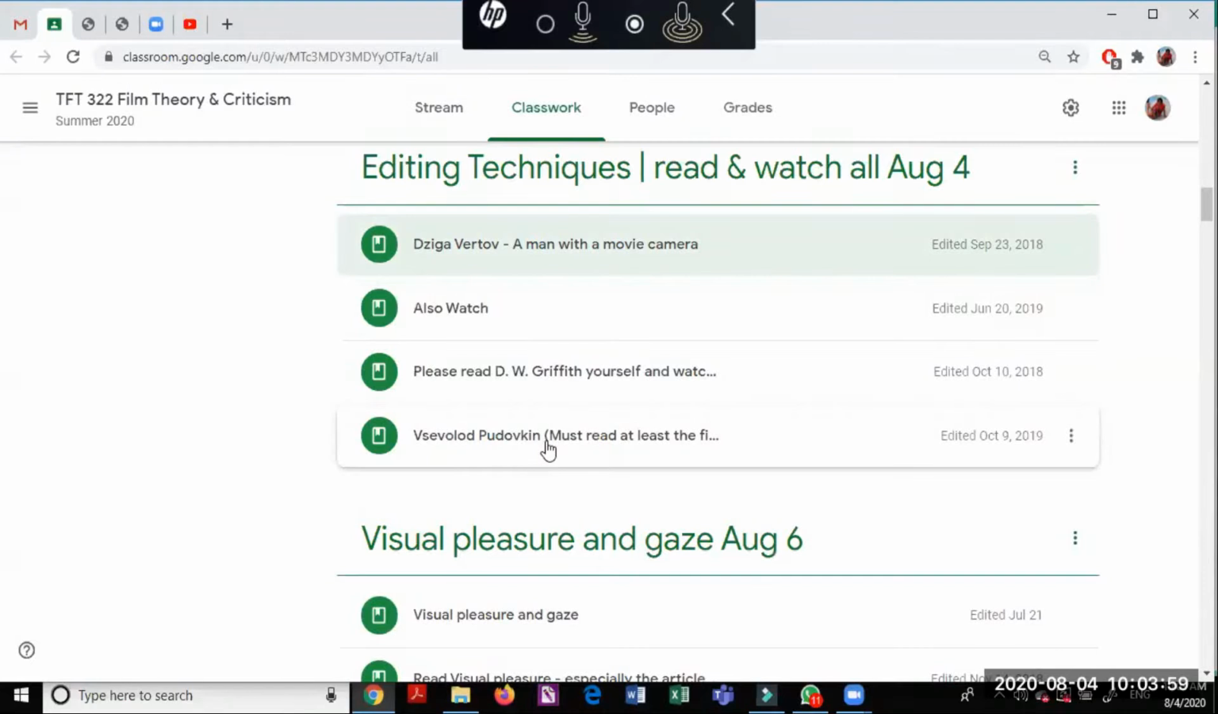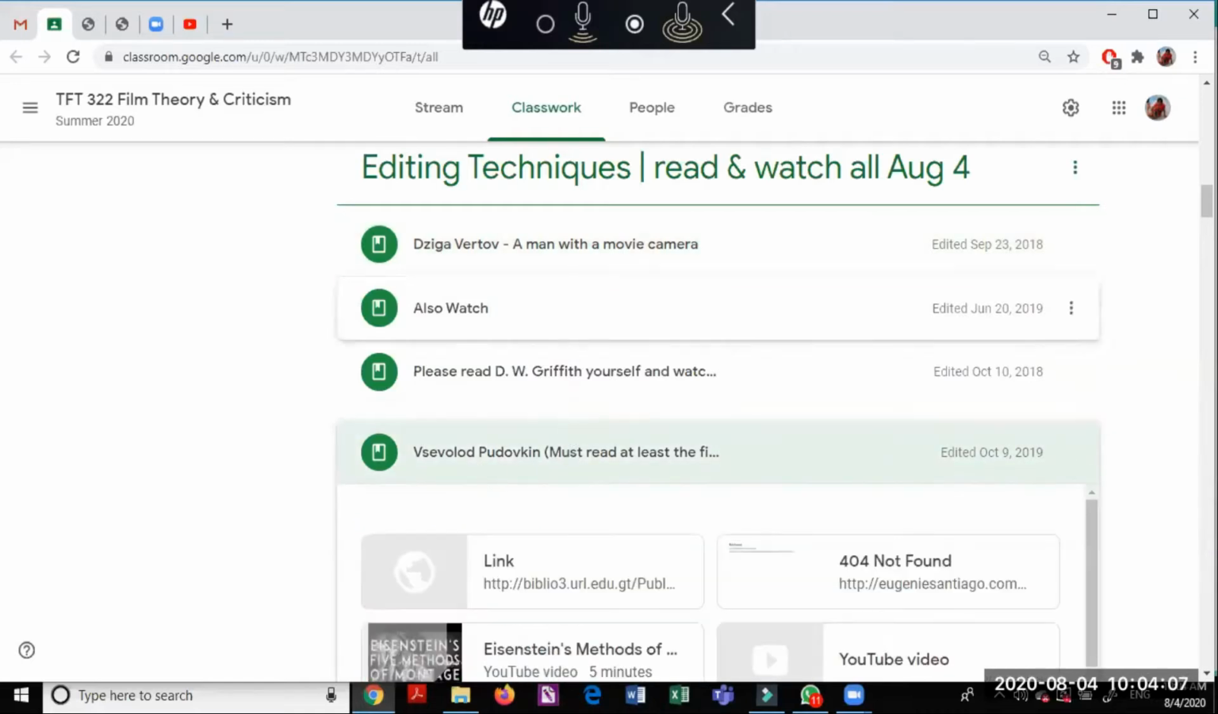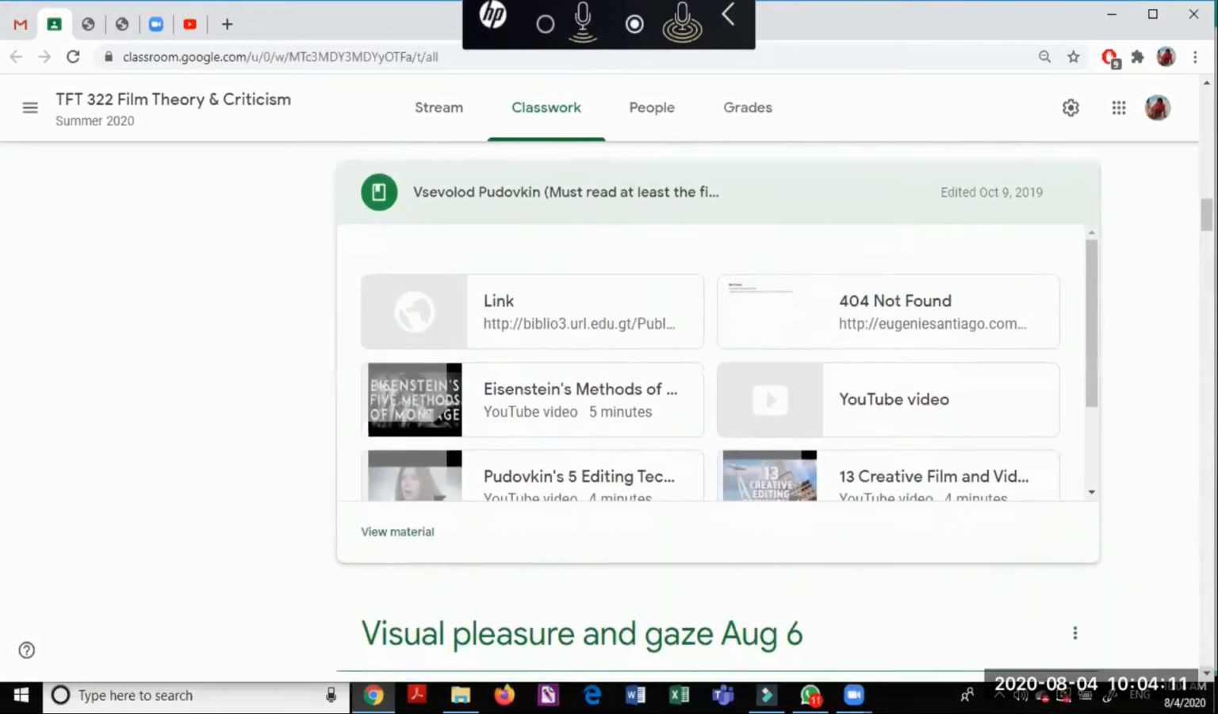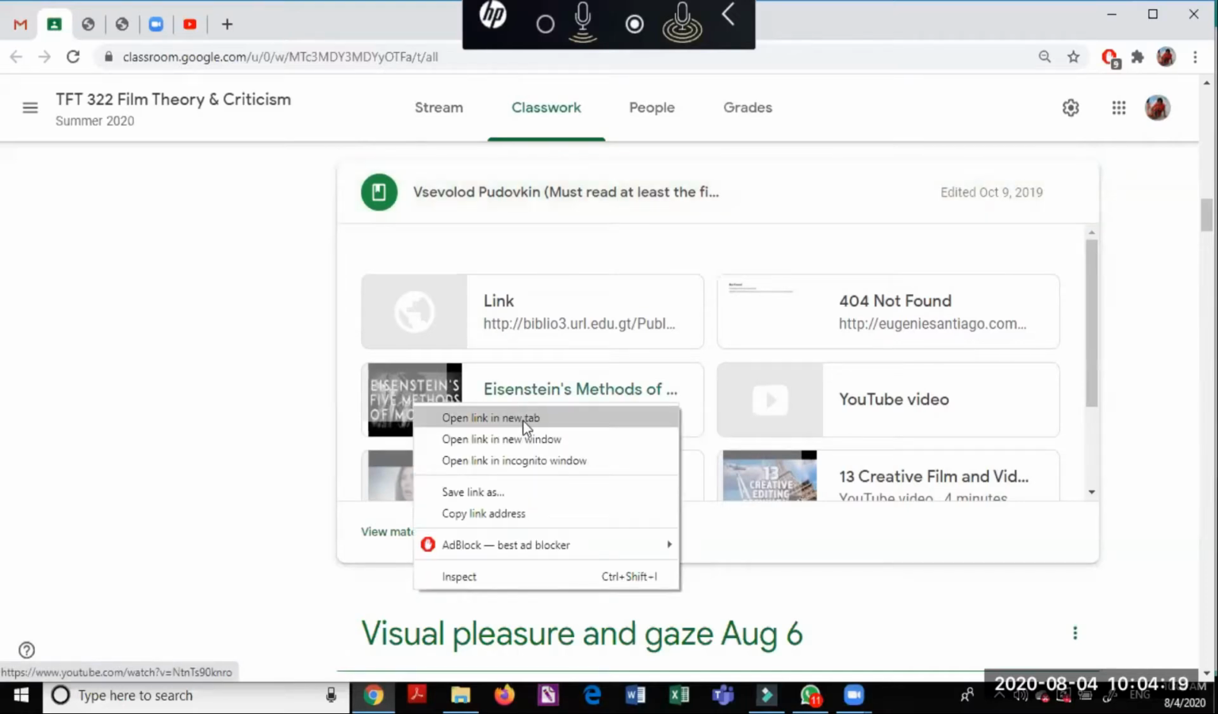Padavkin and Eisenstein. Okay, so let's see what these filmmakers are trying to show us in terms of editing techniques, and let's see what Padavkin is showing and what Eisenstein is doing, because these great filmmakers were actually drafting their techniques in text form as well.